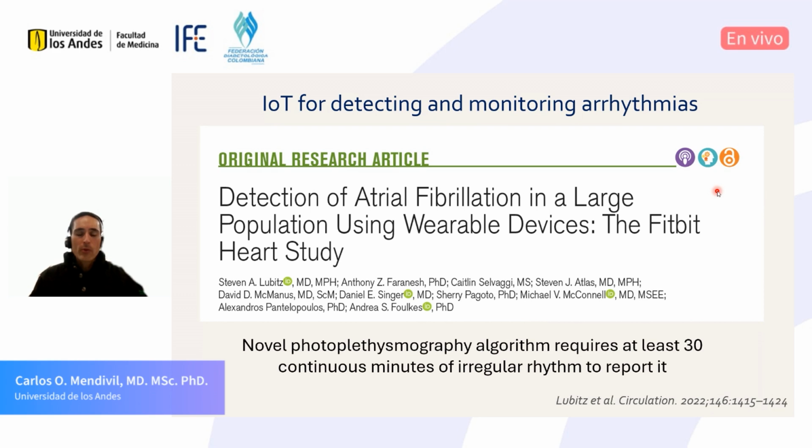What was new about this research is that they used the same old data, but processed it using a new algorithm. The raw data from the photoplethysmography was used, and it was coded to be taken as an AF episode when the abnormal rhythm was recorded for at least 30 consecutive minutes.